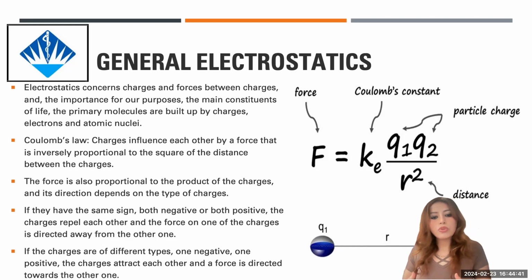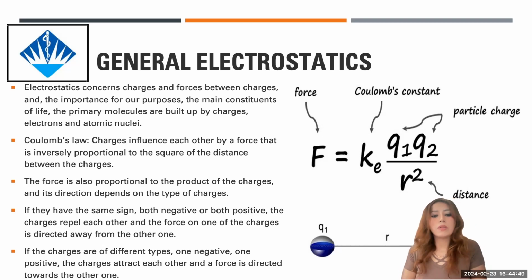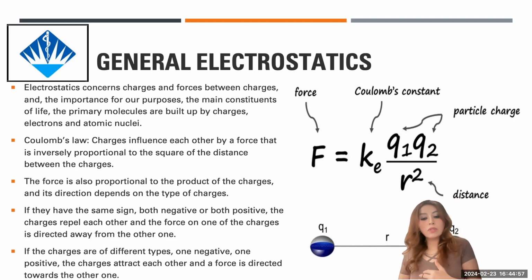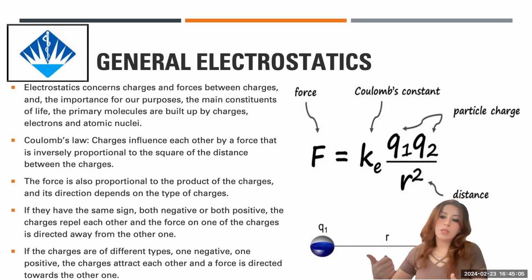The force is also proportional to the product of the charges, and its direction depends on the charges. If they have the same sign, both negative or both positive, the charges repel each other, and the force on one of the charges is directed away from the other one. If the charges are of different types, one negative, one positive, the charges attract each other, and the force is directed towards the other one.